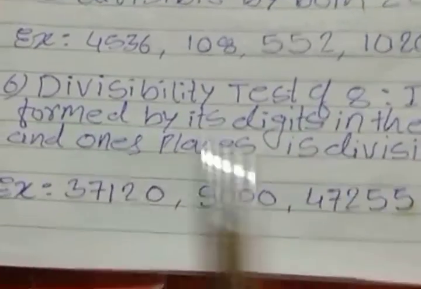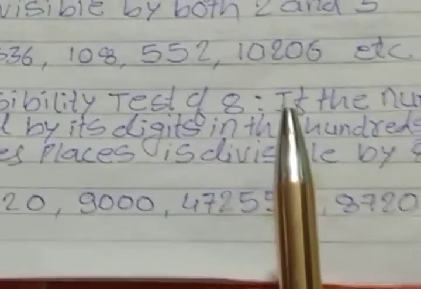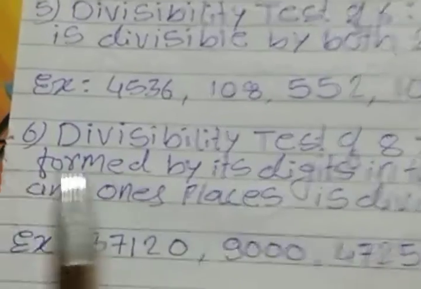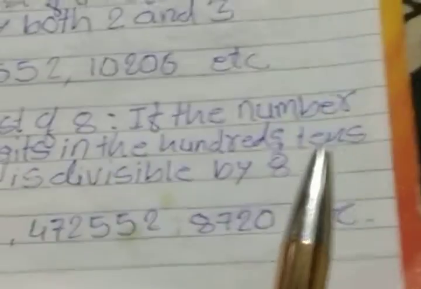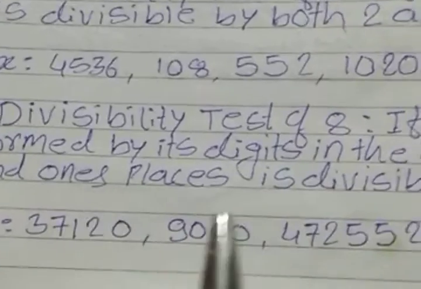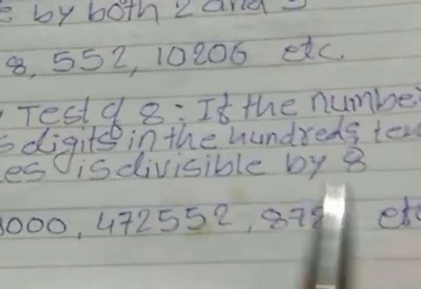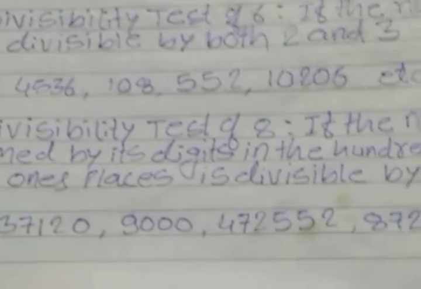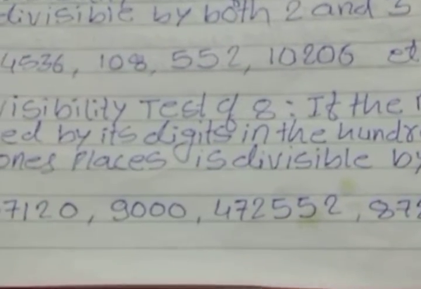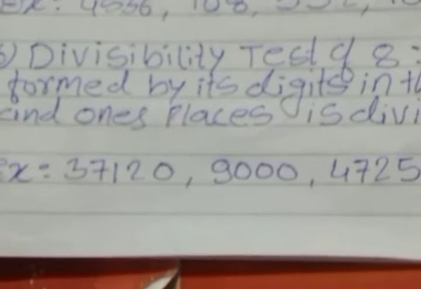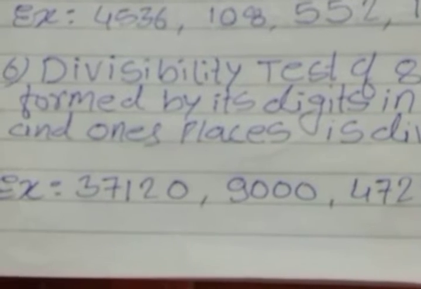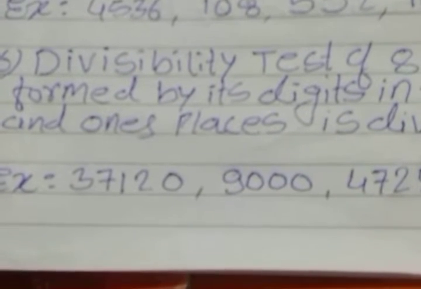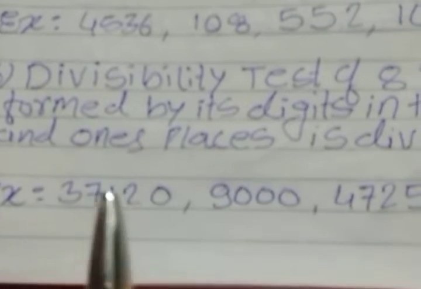Next, divisibility test of 8. If the number formed by its digits in the hundreds, tens and ones place is divisible by 8, it means that whatever the number is given, if that number's last 3 digits are divisible by 8, then the whole number is divisible by 8. Also, if the last 3 digits are 0, that number is also divisible by 8. Here I take an example.